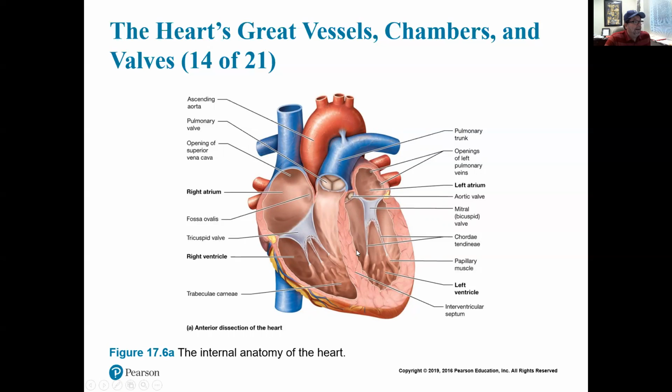But anyway, in lab we're going to learn four of the structures: the ventricular septum, chordae tendineae, papillary muscle, and then we'll just lump all the coronary blood vessels together. We're going to look at them in just a minute.